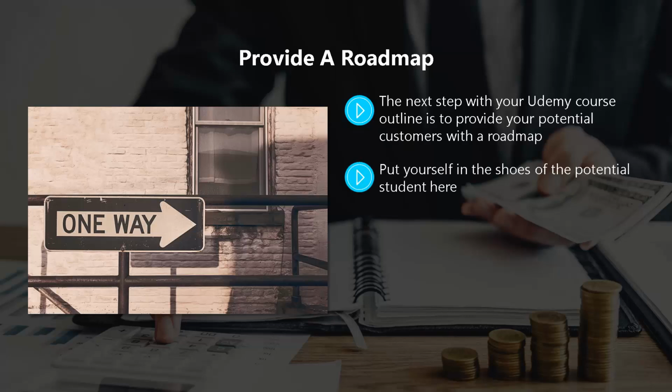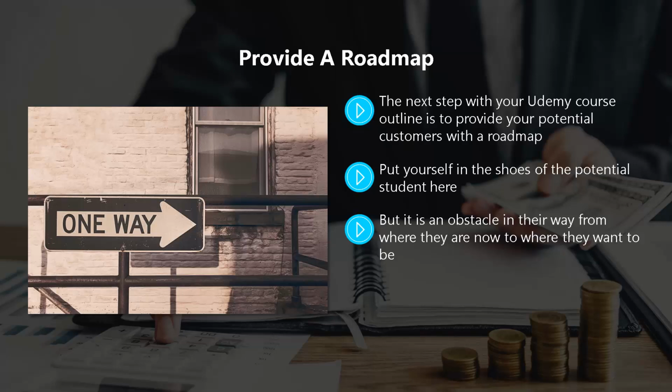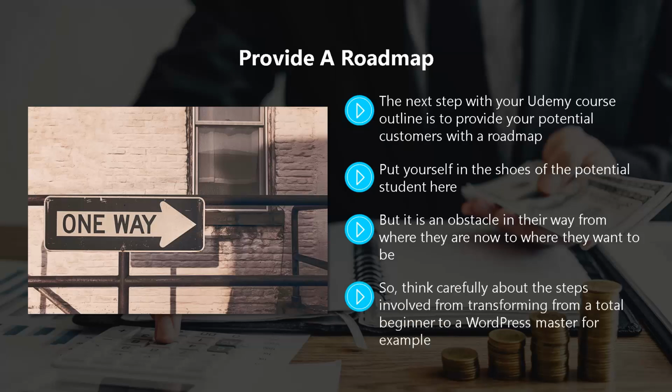They really want to learn something, and they think that a video course is the best way to do this, which it normally is. But it is an obstacle in their way from where they are now to where they want to be. The bottom line is that nobody wants to watch hours and hours of videos no matter how good they are. All they really want is the end result. So, think carefully about the steps involved, from transforming from a total beginner to a WordPress master, for example. Think back to how you learned to use WordPress and how you went about doing this. Create a few steps that you can then start to fill in with more details.